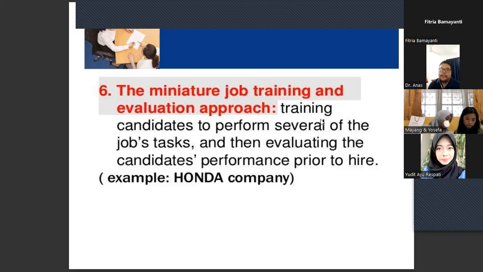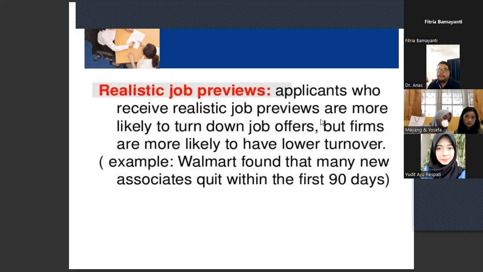Okay, next slide. Okay, and then this is the realistic job preview. Okay, applicants who receive a realistic job preview are more likely to turn down a job offer. Okay, but firms are more likely to have lower turnover. Okay, for example, Walmart found that many new hires quit within the first 90 days.